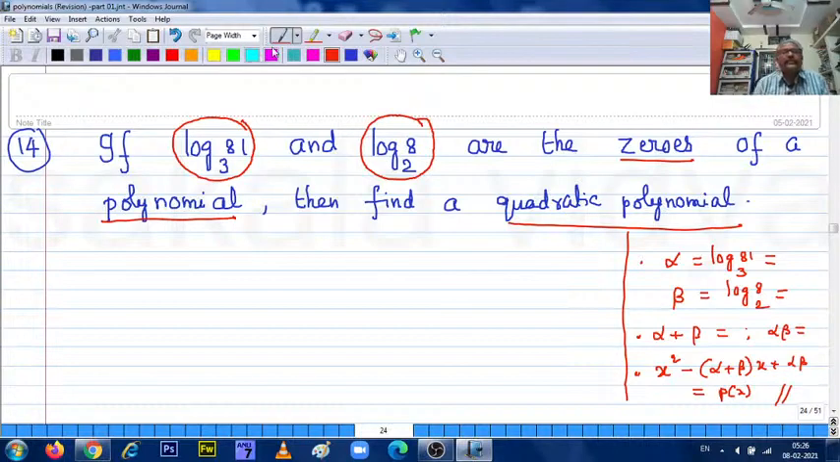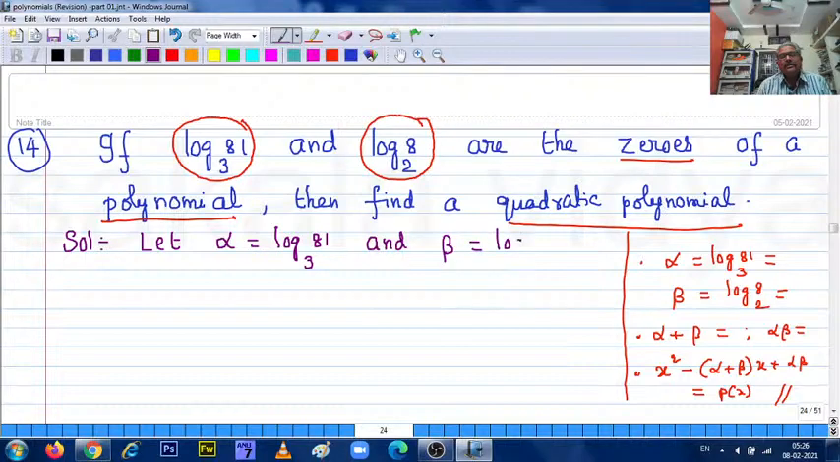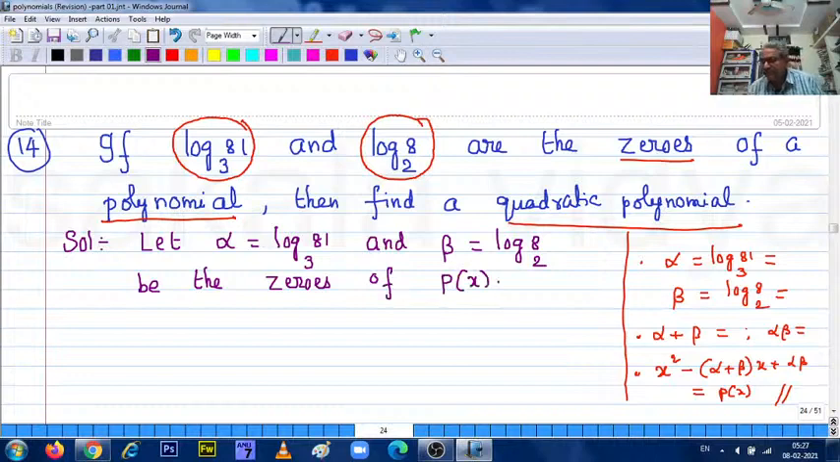We shall get it. So first let us proceed to the solution now. Write down: let alpha is equal to log 81 to the base 3 and beta equals log 8 to the base 2 be the zeros of p of x. First write down this step.